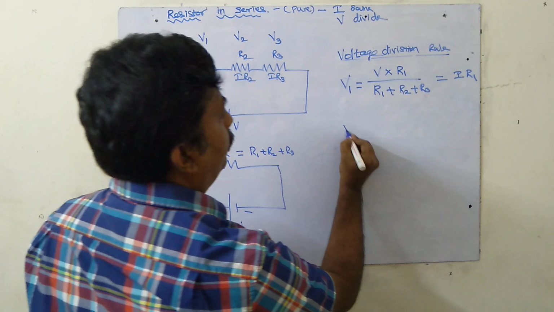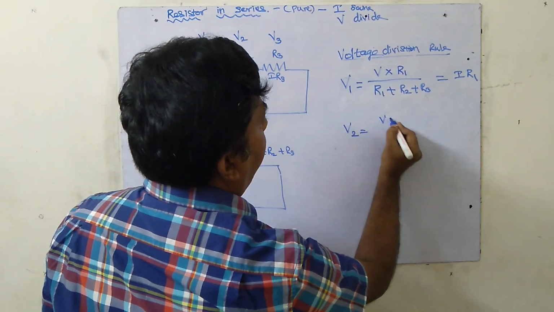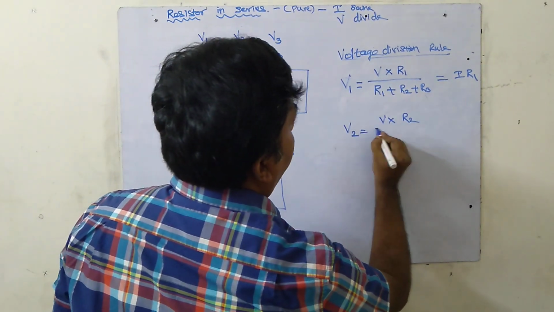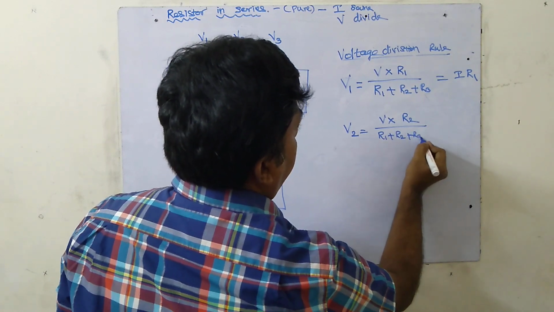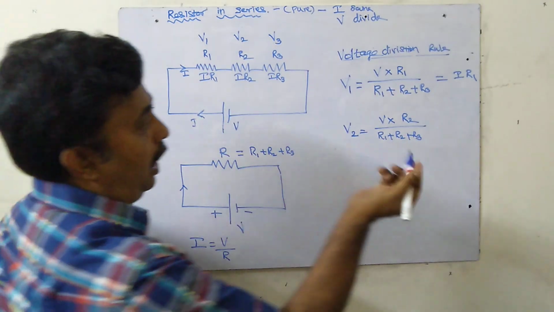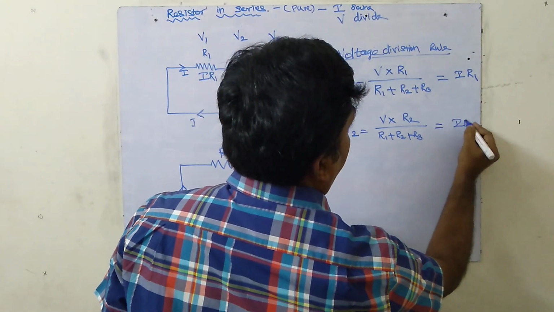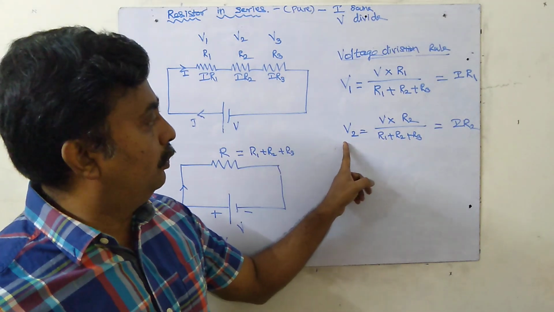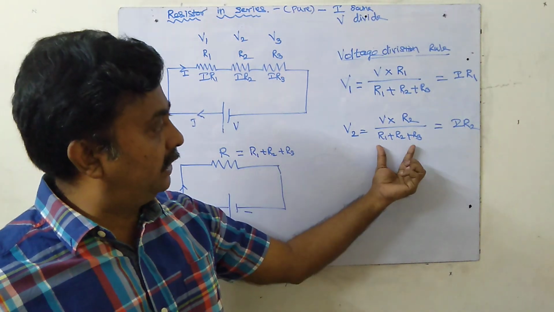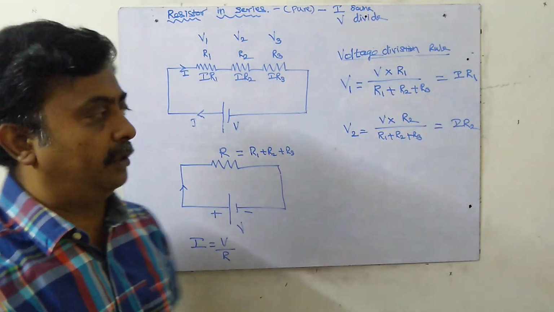In the voltage division rule, what is V2? V2 equals V into R2 divided by R1 plus R2 plus R3. This is the voltage division rule. Otherwise, I can also use I into R2. I can use this formula to find V2, or I can use this one. This is the voltage division rule formula, and this is the normal formula.